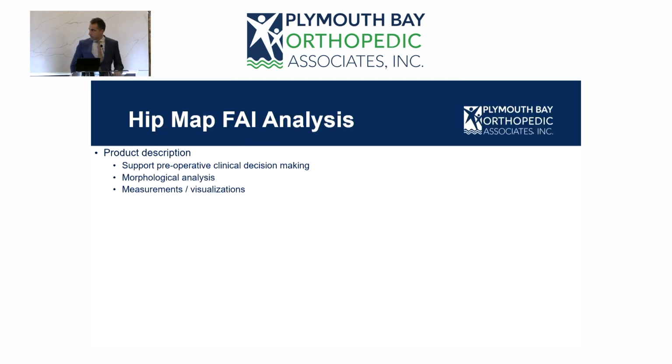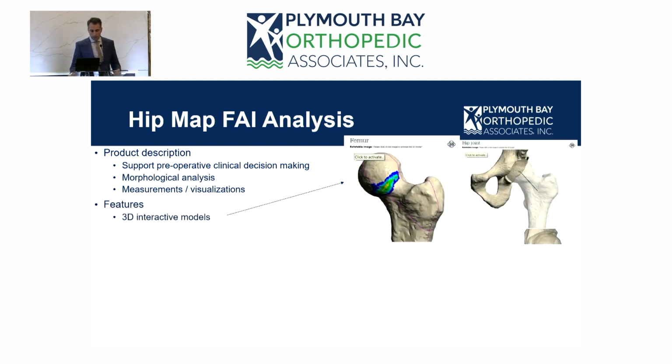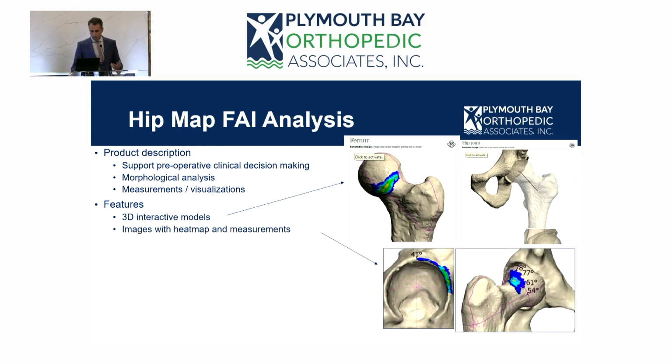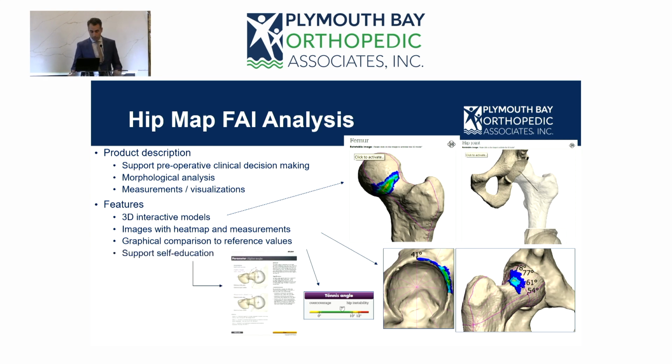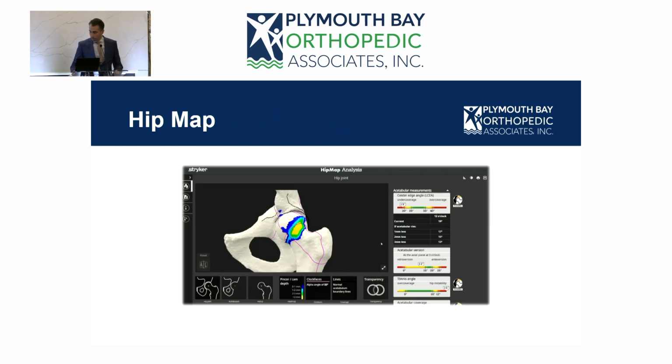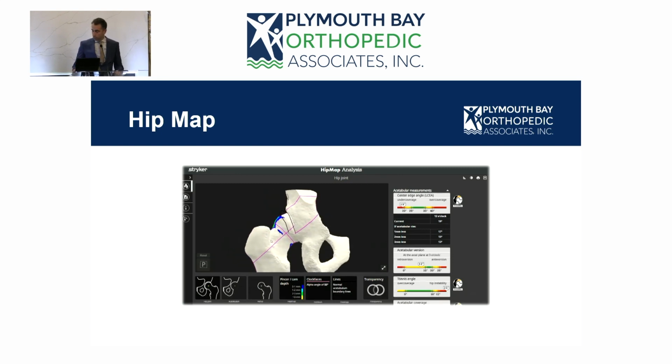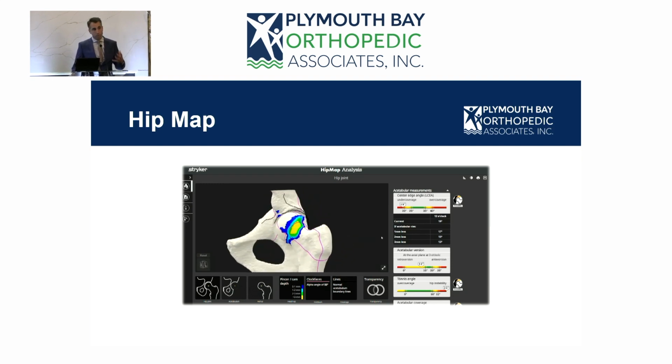I'm going to talk about HipMap, which is a Stryker product that allows you to preoperatively plan and accomplish these goals. It does this with 3D interactive models where you can understand what the deformity is and what you need to address. There are heat maps all around, and you can rotate this and see it from multiple angles. There's also graphical comparison to reference values that are automatically calculated for you, and there are self-education pamphlets here. So this is what this looks like. Once you send the CT to Stryker, they recreate this for you, and you can move this around however you want in a three-dimensional interface.